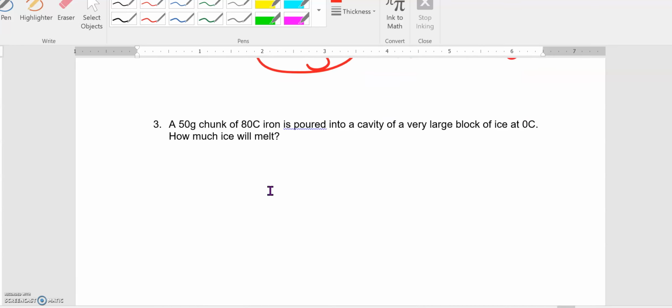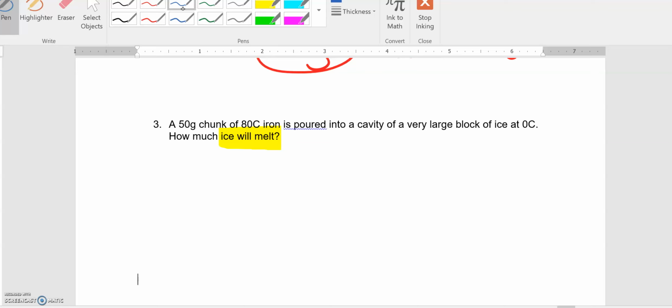Number 3, we have a 50-gram chunk of 80 degrees Celsius iron poured into a cavity of a very large block of ice at 0 degrees Celsius. Now this question says how much ice will melt. We're still going to be using the same ideas, but one thing you have to recognize here is that now we're looking at how much ice will melt. When we are working with a phase change, we have to incorporate a slightly different formula that includes the value for the heat of fusion or the heat of vaporization, depending on which phase change you're entering.